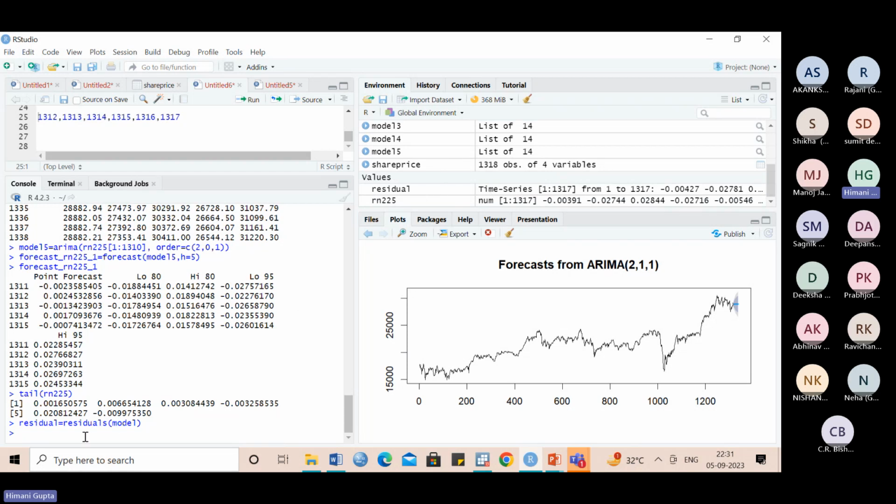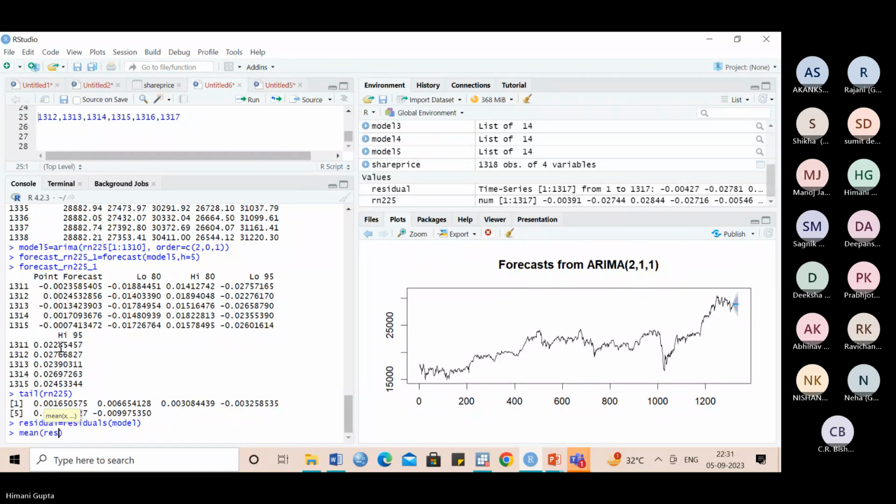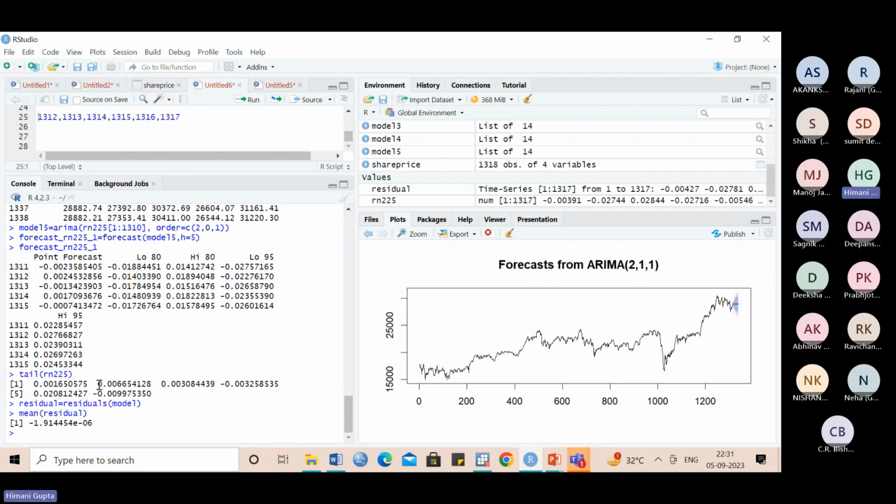Now everything is related to the residual. The first thing is that the mean should be 0. So let's calculate the mean of residuals. Now you will see the mean is minus 1.914 e minus 6. If I remove the exponential, it will be 0.00000519. So it will be near about 0. So my first condition is fulfilled.